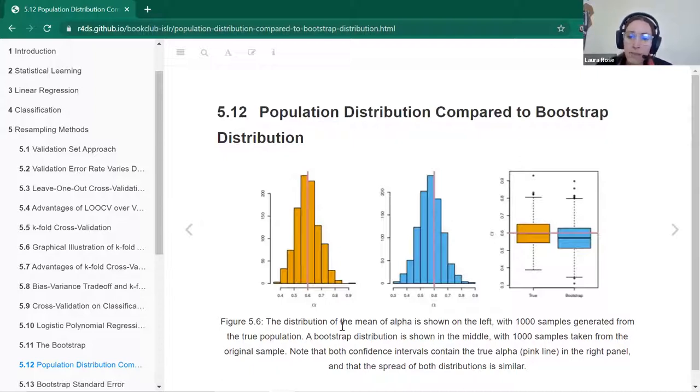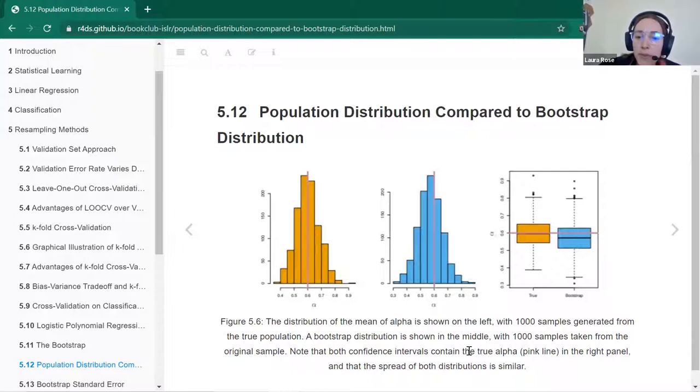On the left, you have 1,000 samples that were generated from the true population. The pink line shows that the estimate of the mean of alpha is around 0.6. The bootstrap distribution is in the middle. So you have 1,000 samples, again, the key here being replacement, taken from the original sample.